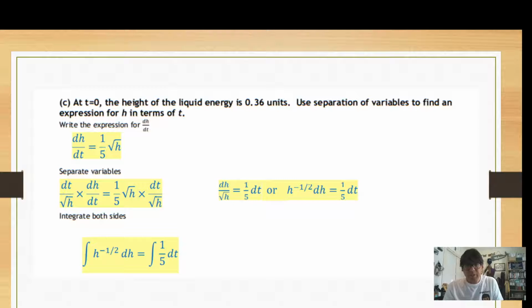Let's integrate. Then we get 2 root h equals 1/5 t plus c. Make sure you put in your constant immediately. You don't need a constant on both sides. You just need to put a constant on one side, preferably with the independent variable. And now we just have to solve for h.